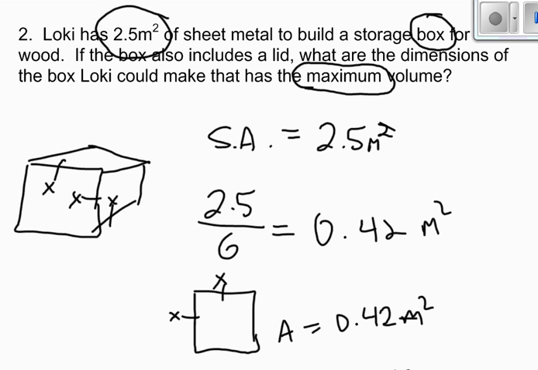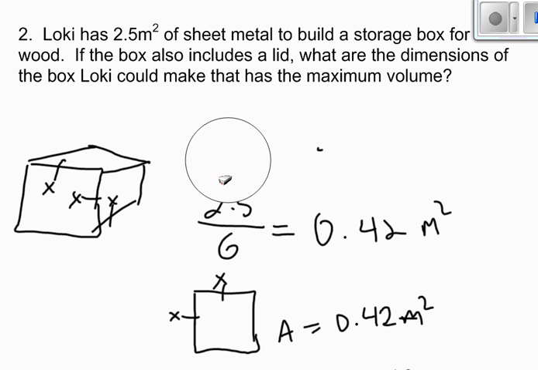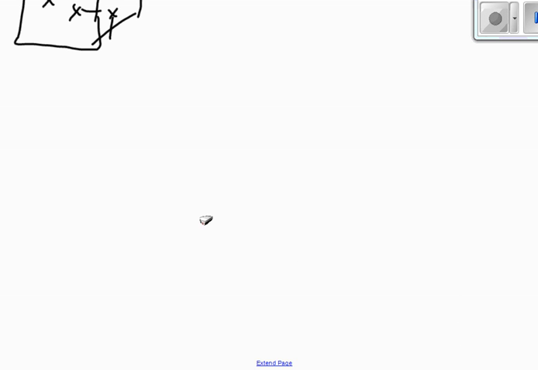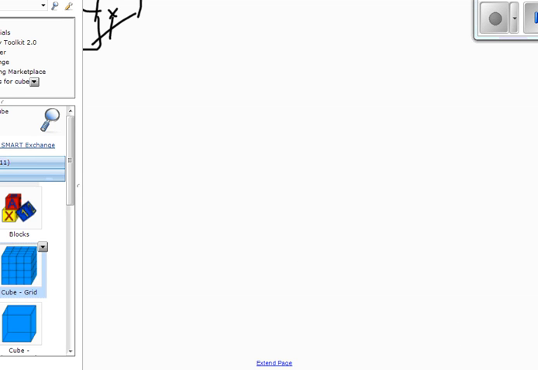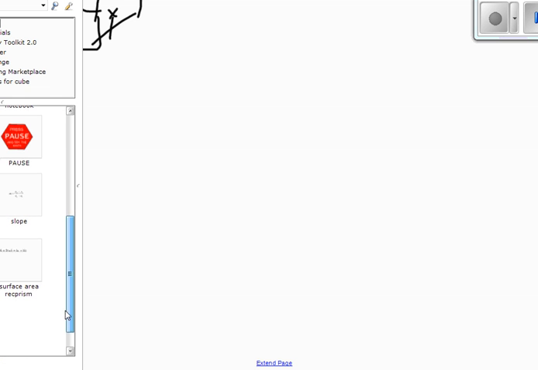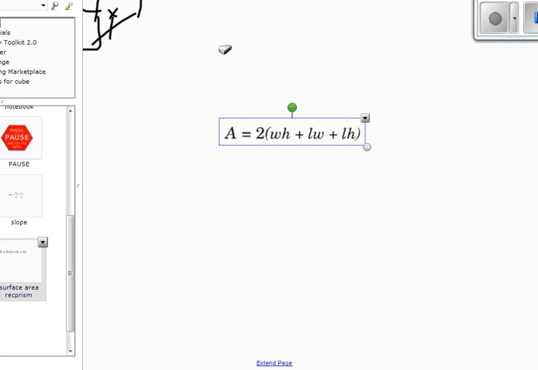Now, that's one method of doing it, and you'll see I didn't use my formula sheet, I simply used logic. If you wanted to use your formula sheet, you certainly could. So let's look at that method just quickly for a second here. And if you look on your formula sheet, you will see that the formula for the surface area of a rectangular prism looks like this.